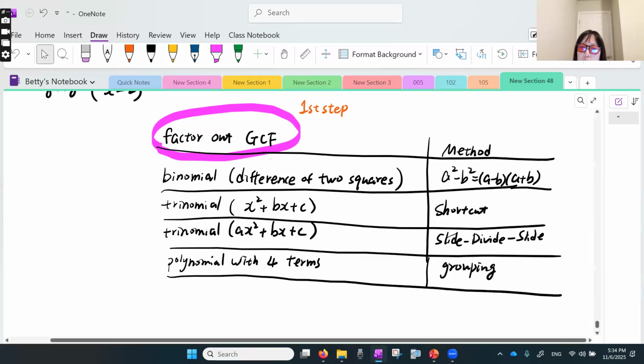And what if the trinomial has a leading coefficient different from 1? Then you try the slide and divide method, right? I believe whatever trinomial you see after you factor out the GCF is a quadratic trinomial, I guarantee you. All right? So what if the polynomial has 4 terms? Then the grouping method. So this table summarizes the methods we have covered so far, and when to apply them. Please let me know. Do you have any questions about this table?